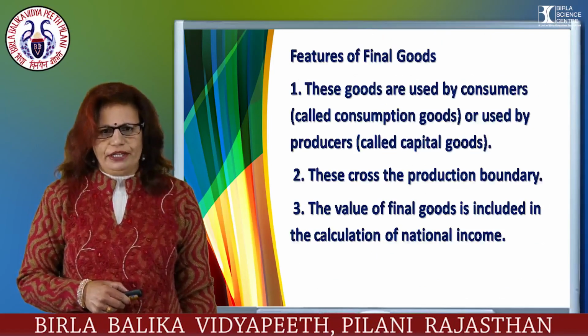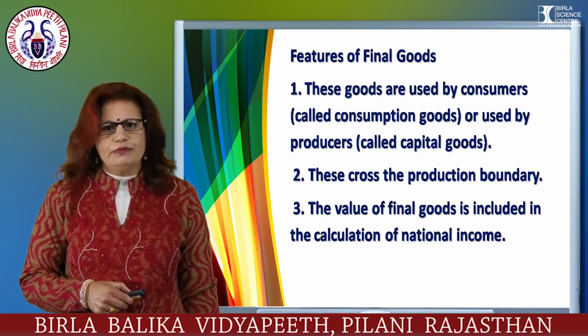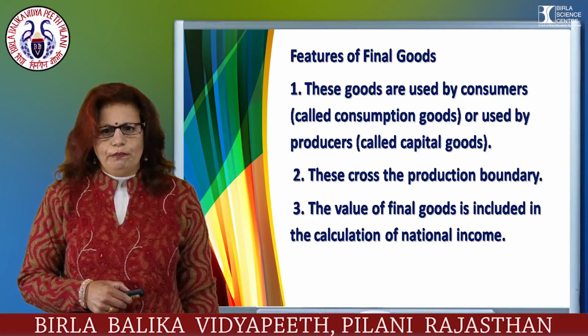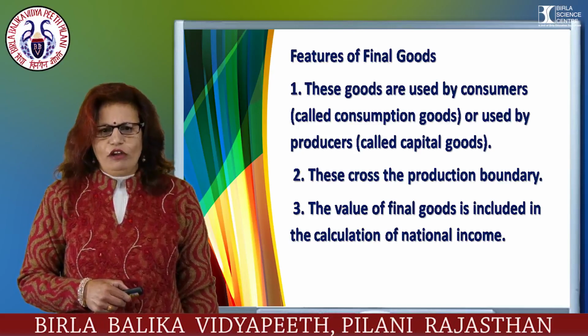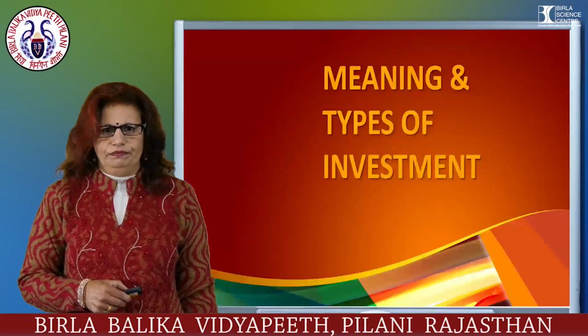Now the features of final goods. These goods are used by consumers, called consumption goods, or used by producers, called capital goods. These cross the production boundary and the value of final goods is included in the calculation of the national income.